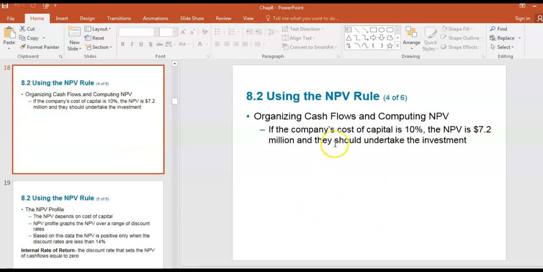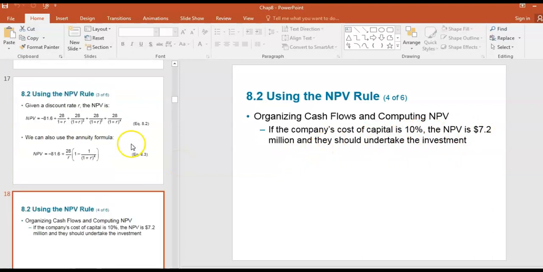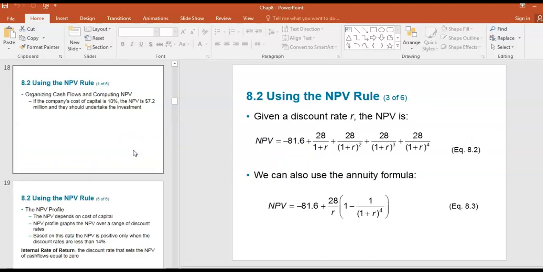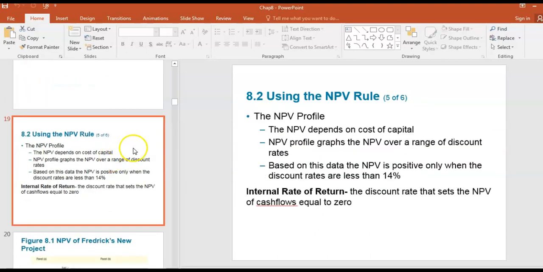We took it aside and we said, okay, I can plug in 10% there and solve for the present value of that annuity and therefore the net present value. Got something like $7.2 million. However, leaving it in this way as a function of R allows us to think about the net present value profile. The net present value then very clearly depends on the cost of capital.